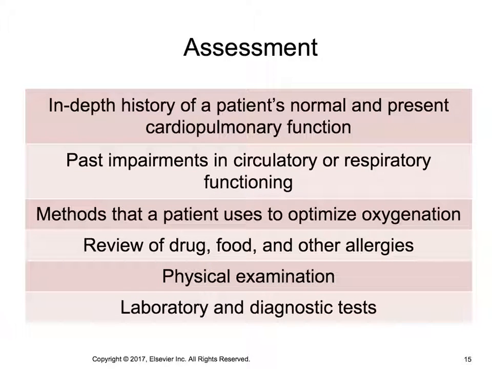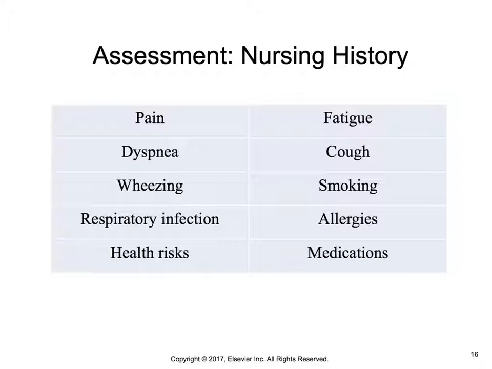So on assessment, we're going to look for any impairments. We're going to look at cardiovascular, respiratory, review over the medications that they're on, and any allergies. We're going to get a good exam, and then we're going to get our diagnostic and lab tests. So these are some things that we're going to look out for in our nursing assessment. Please make sure to read through that carefully.